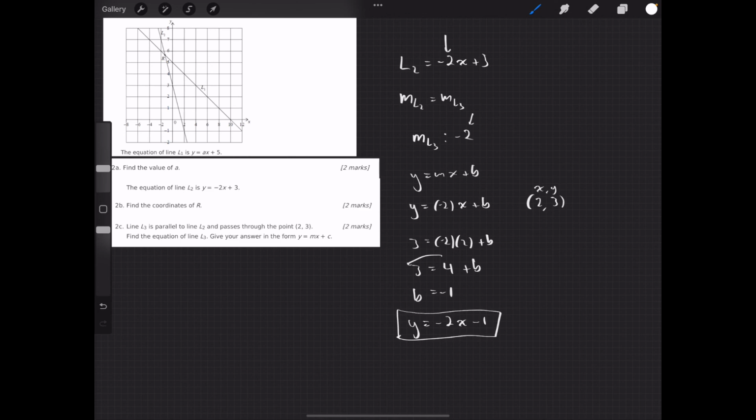And I think we're done here. Give your answer in the form y equals mx plus c. Yeah, that's it.